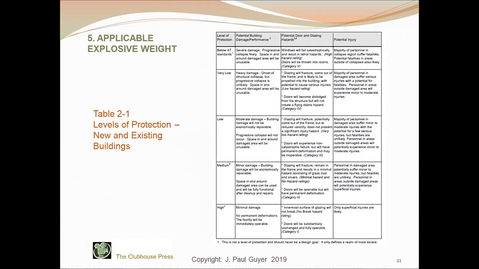Low level of protection: glazing will fracture, potentially coming out of the frame, but at a reduced velocity. Door is not present. Reduced velocity of the fractured glass does not present a significant injury hazard, and so on and so forth. And then the potential injuries associated with each level of performance.